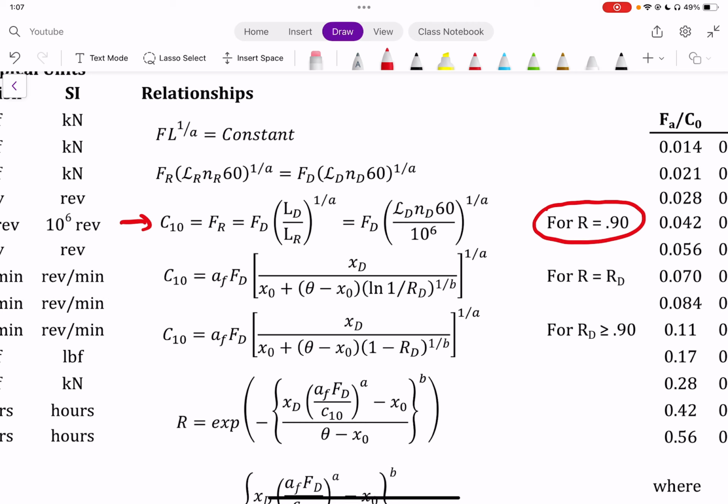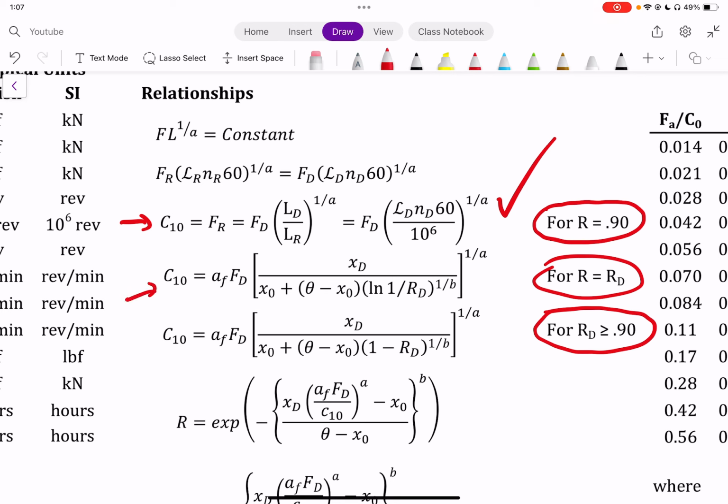Now, the other equations we could use are this one, which is valid for any reliability. So it's valid for 0.9, it's also valid for 0.95, 0.99, 0.8, whatever it is. And then this is valid for 0.9 or higher. So this one would also be valid. Now, just to illustrate, we're obviously going to use this equation because it's the simplest one. But what would happen if we actually wrote down this equation instead?